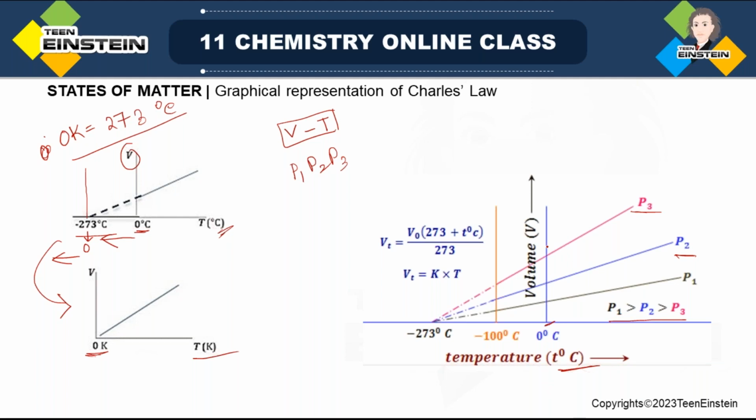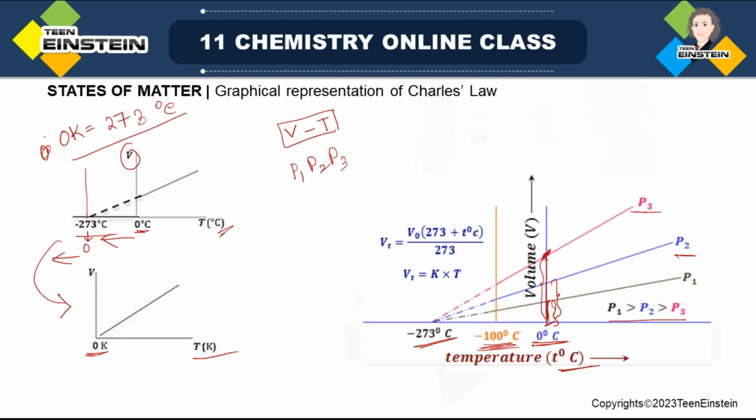So if you focus on the right hand side of 0 degree centigrade, this is the intercept when the pressure is P3. This is the intercept when the pressure is fixed at P2. This is the intercept when it is fixed at P1. And if you extrapolate all these lines, they will cut at this temperature. So all are cutting at the same temperature. Okay. So that is true.